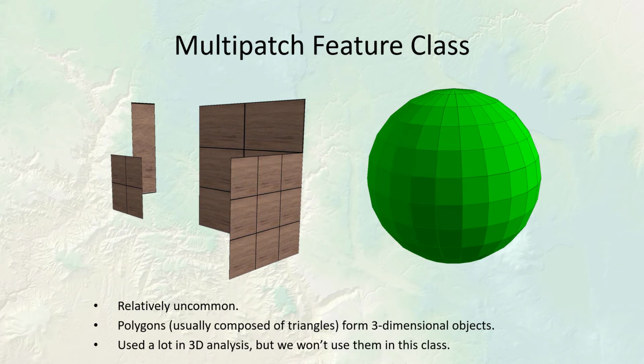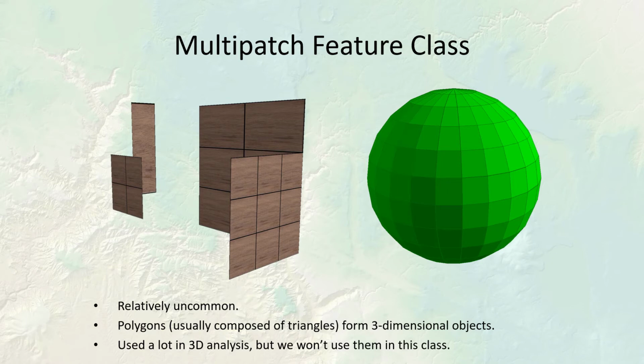Okay, so a quick summary: two broad categories of data, vector and raster. We're talking about vector right now. There's three most common categories of vector data sets. Those are feature classes, feature data sets, and TINs.